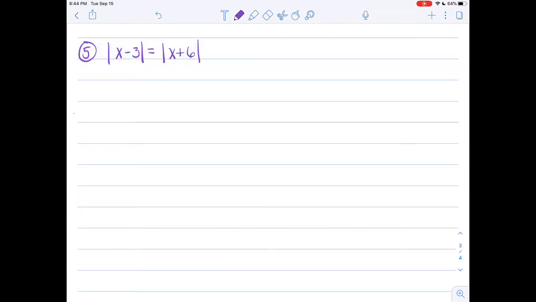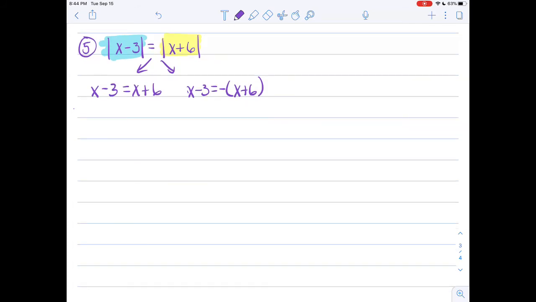Let's look at one final example. This time, notice that we have absolute values on each side, so I'm just going to grab one of these and say that it's our isolated one, and the other one will become our solution that we'll take the positive and negative values of. When we split this, it's going to be x minus 3 is equal to x plus 6, and x minus 3 is equal to negative x plus 6. Remember, the negative applies to the entire side, so we need to use the grouping symbol of parentheses when we get rid of that absolute value.